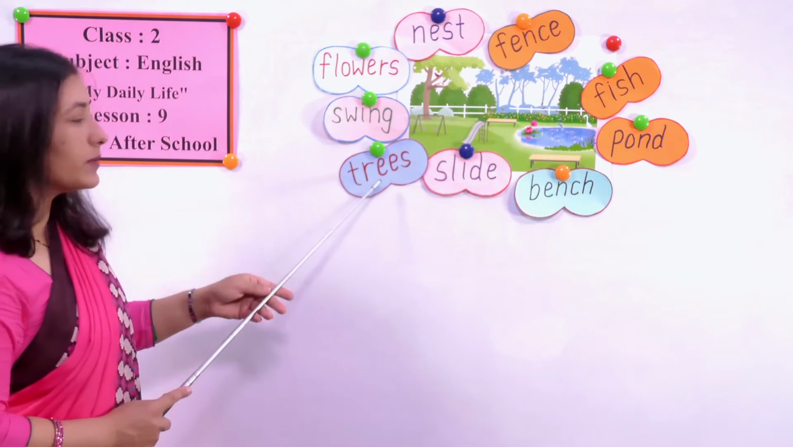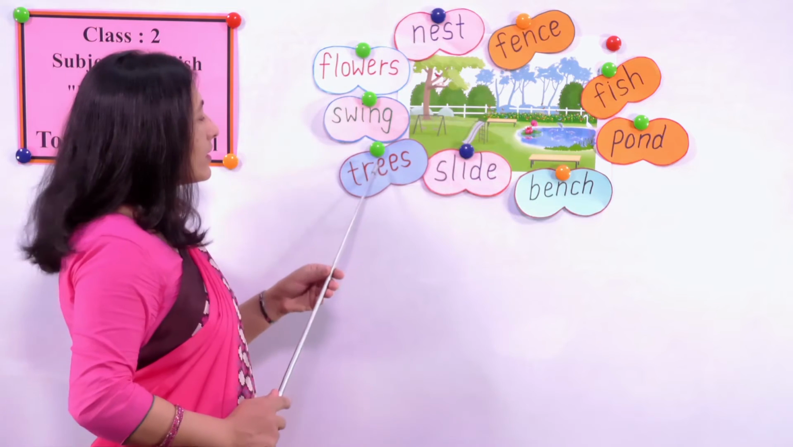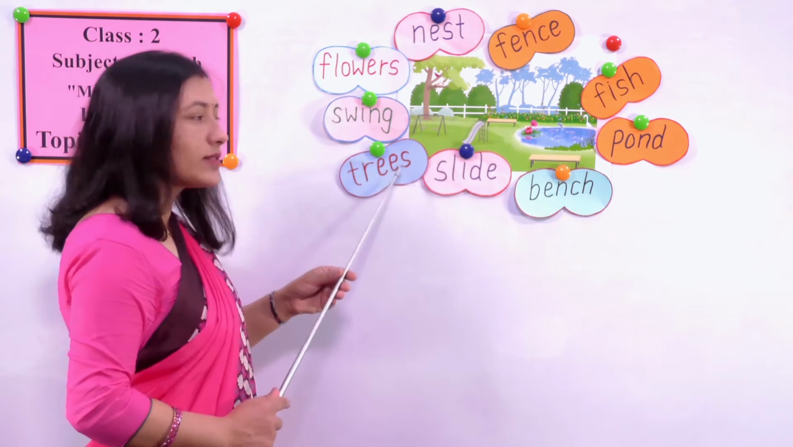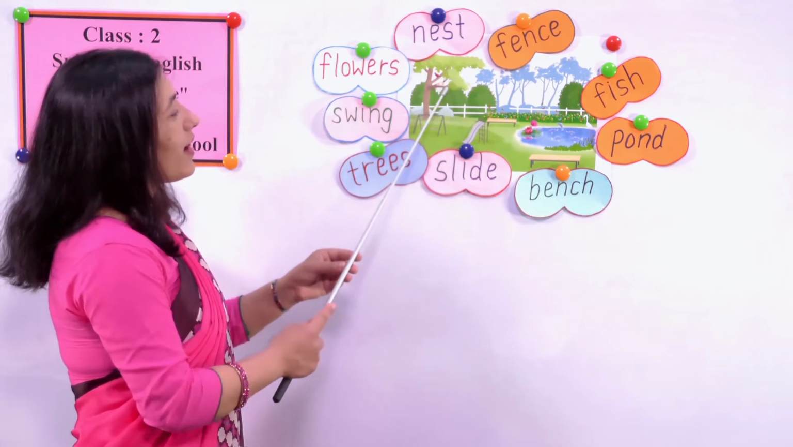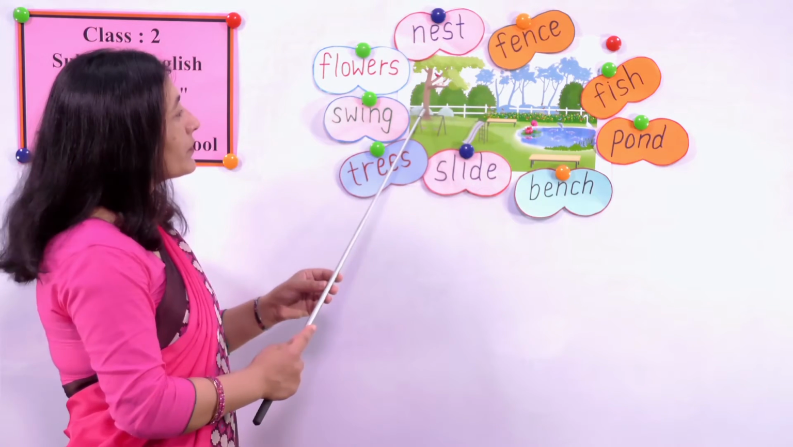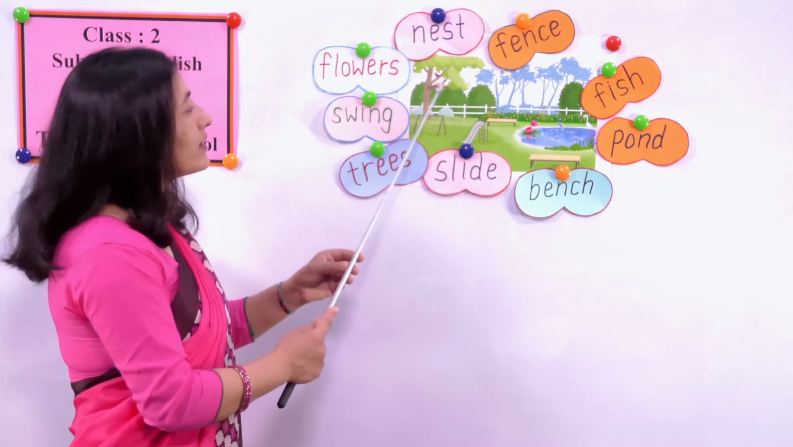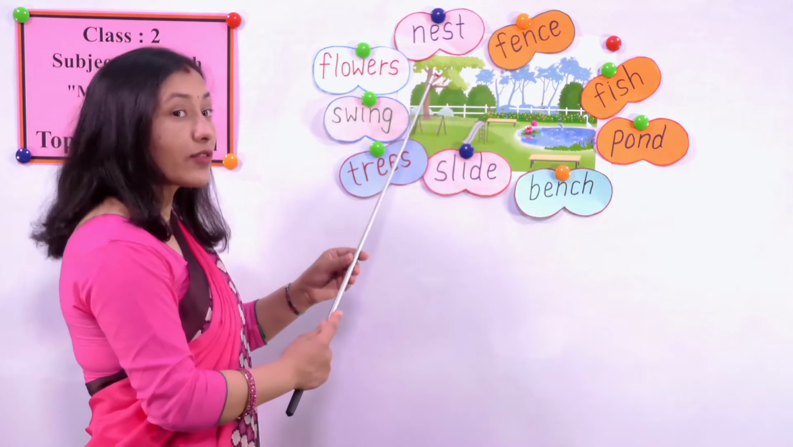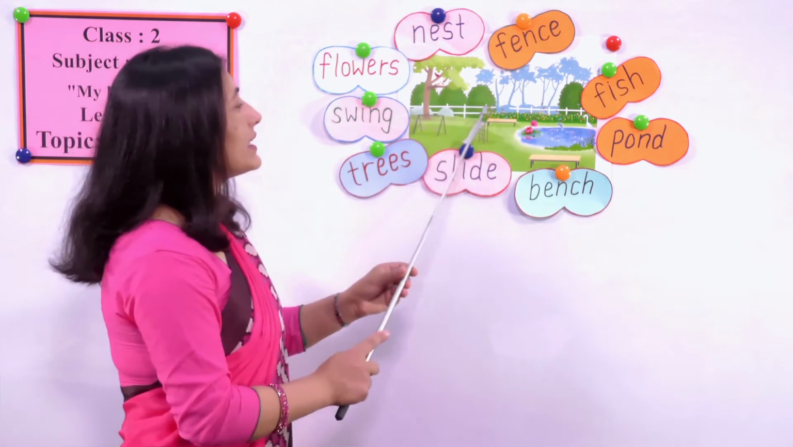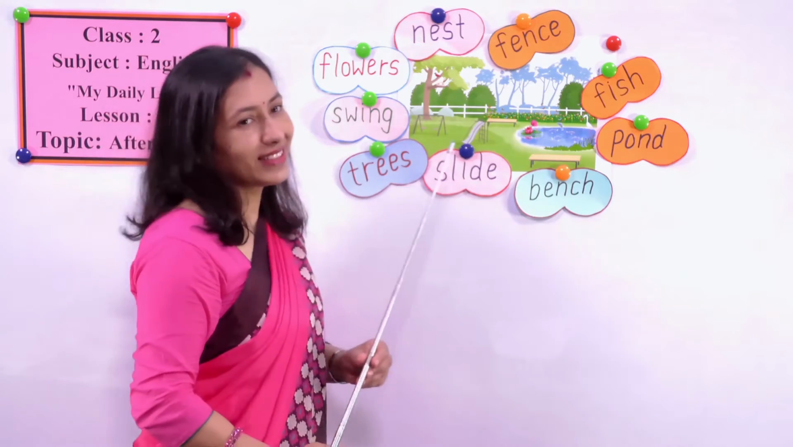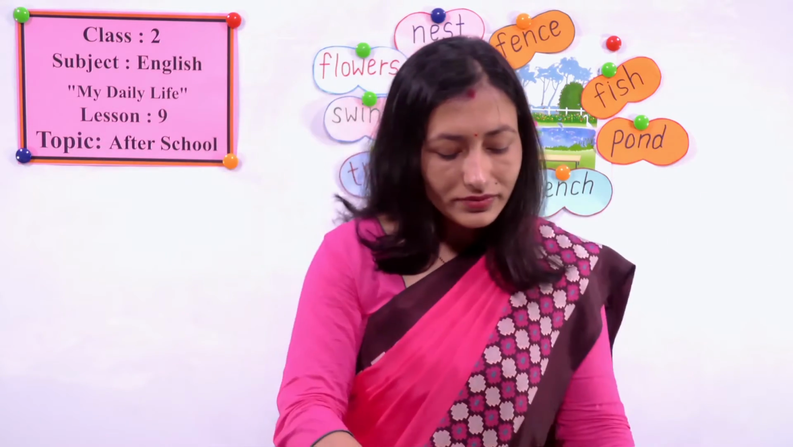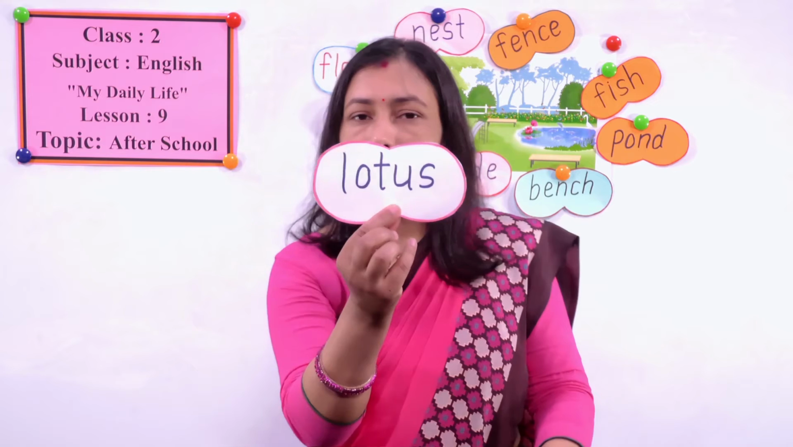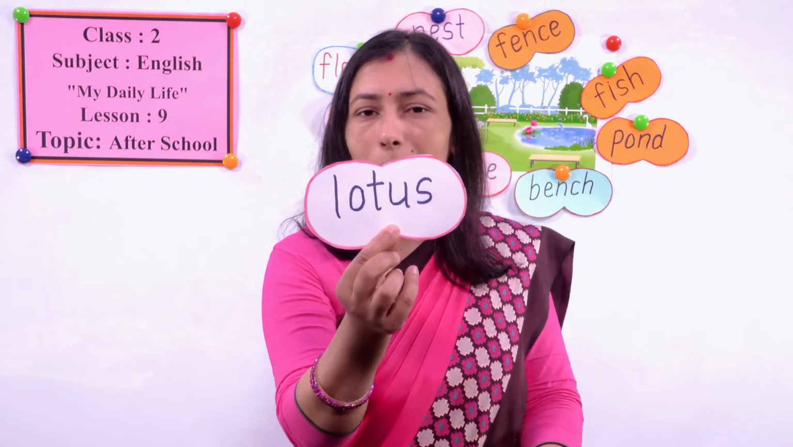First, read the word. T-R-E-E-S. Yes, they are trees. This is a tree. They are trees. Yes, a tree. For one and for many, we say trees. Good. Now, one more word that you have to read. What is it?